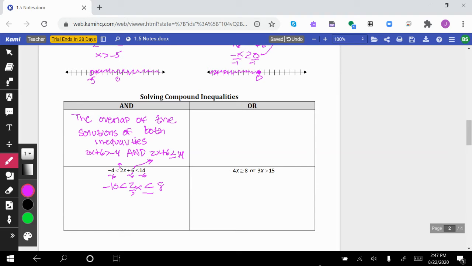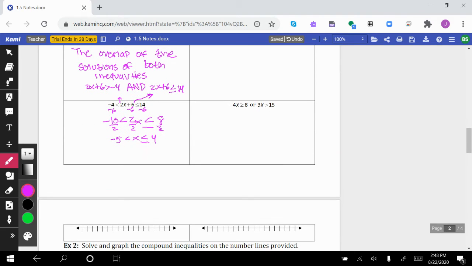I'm going to divide by 2 on all sides to isolate the x. So then we end up with -5 is less than x, which is less than or equal to 4. And the way that that looks on a graph, we have 3 numbers to plot. I'm going to plot my 0. I'm going to plot my 4. And I'm going to plot my -5.